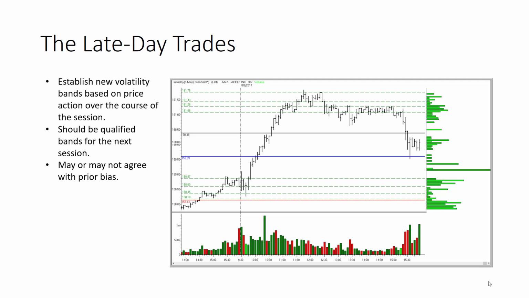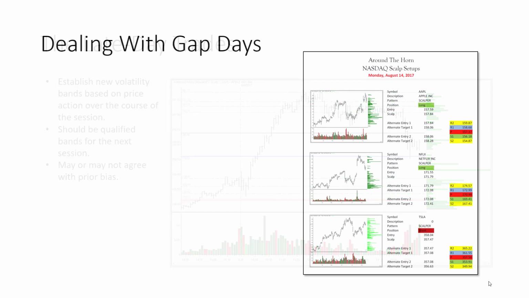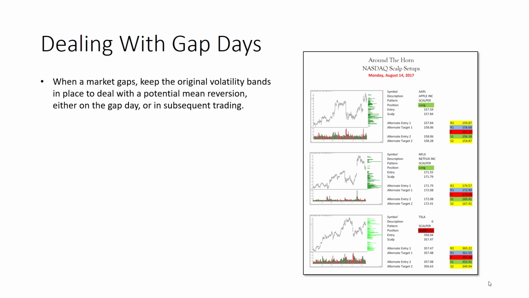Now, there's a very frustrating situation that can occur, and that's when you put in all the time to set up the trading plan properly, and then we get a gap. So here is an example. Apple gapped on us on this day, but when the market gaps, you're just going to keep those original volatility bands on your screen just to deal with a potential mean reversion either on that current day, on the gap day, or in subsequent trading days.